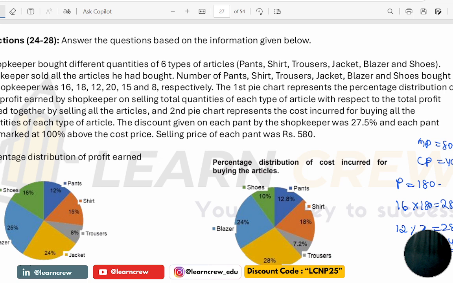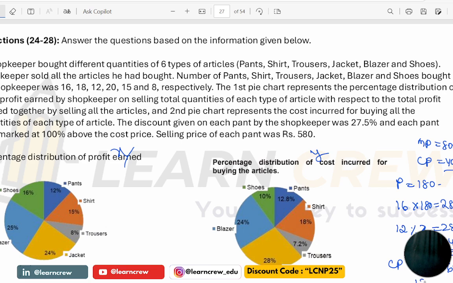Thereby cost price of 16 packs. Cost price of 16 packs is how much? 16 into 400, which is 6,400. And the cost incurred for buying the articles, the total is some y. This is taken as x, we already calculated further. And 16 packs is how much? 400. 6,400, and it is given that 12.8 percentage.